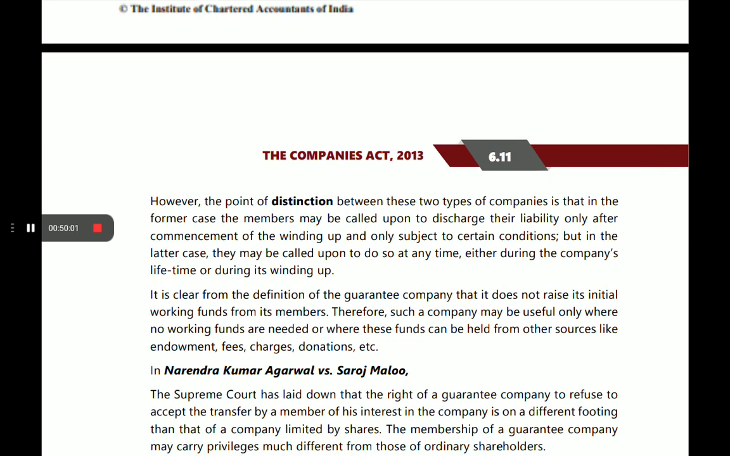However, the point of distinction between these two types of companies is that in the former case, the members may be called upon to discharge their liability only after the commencement of the winding up and only subject to certain conditions, but in the latter case they may be called upon to do so at any time, either during the company's lifetime or during its winding up.